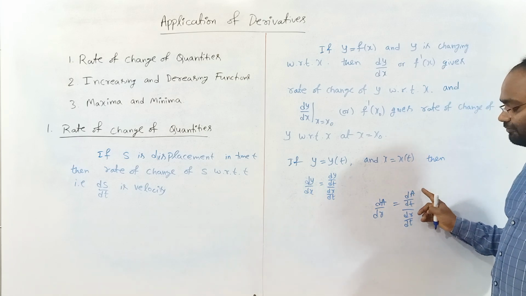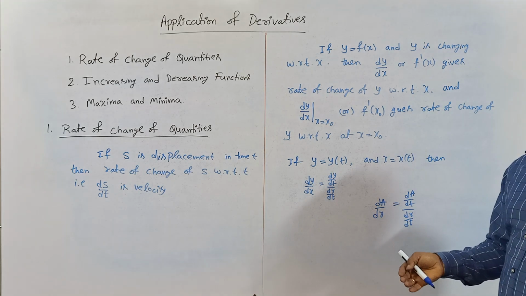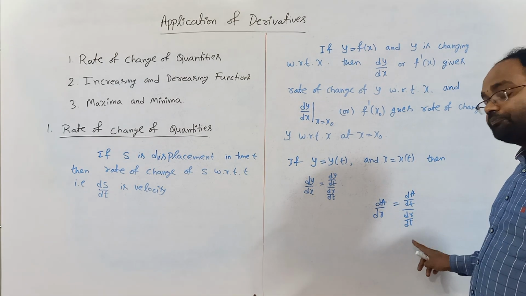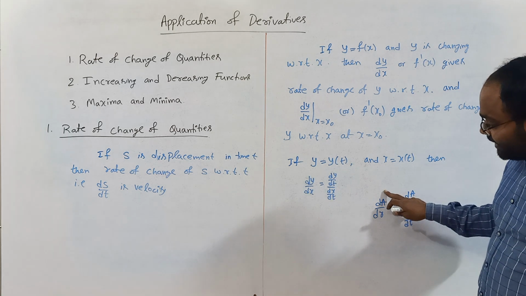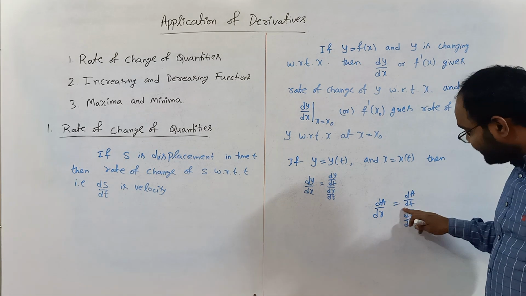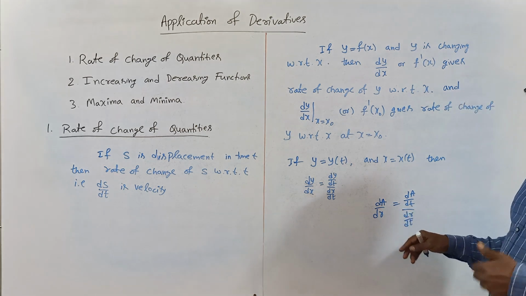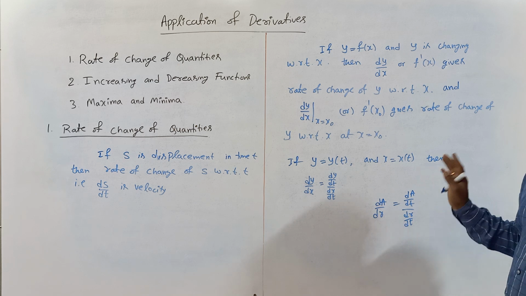That means how fast the area increases depends on how fast the radius increases or decreases. It changes accordingly. So that's why rate of change of area with respect to radius can also be taken as rate of change of area with respect to time, with respect to rate of change of radius with respect to time. So both are with respect to time only we are considering.